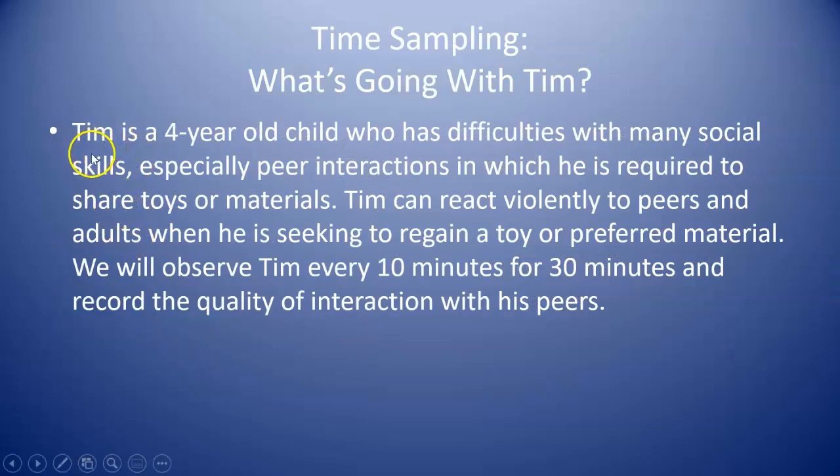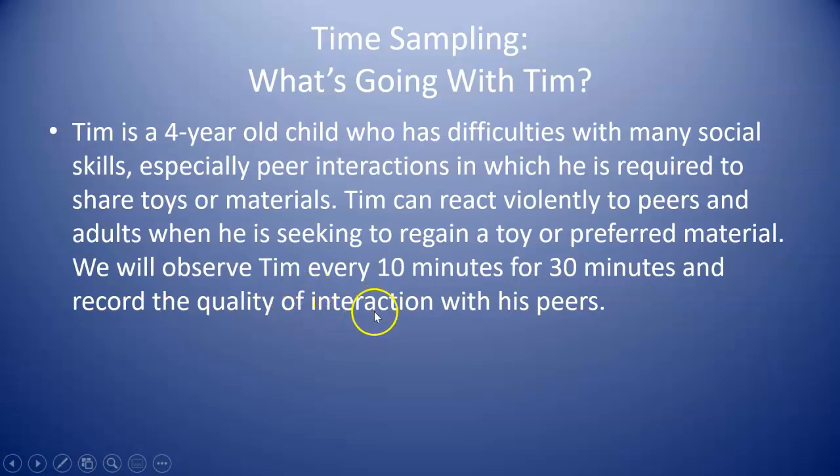So here's an example. If we think about what we might observe and how we might use a time sample in a certain situation. So Tim is a 4-year-old boy. He has difficulties with social skills, especially peer interactions, when he's required to share toys or materials. He can react violently to peers and adults when he's trying to get a toy or material. Probably experienced this before. So we are going to set a timer, and every 10 minutes for 30 minutes, we'll look and see what Tim is doing and document that. Okay? So that's one way to do a time sampling.